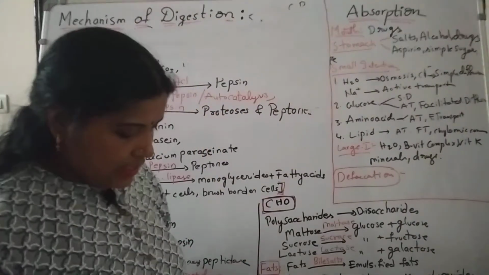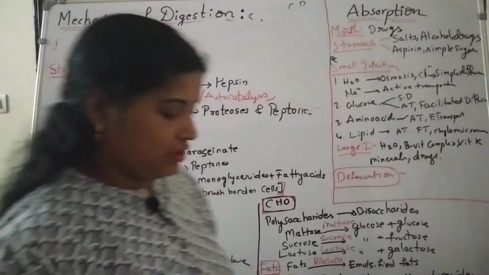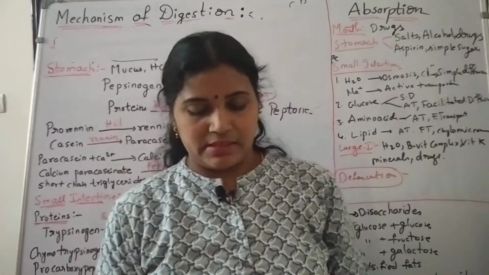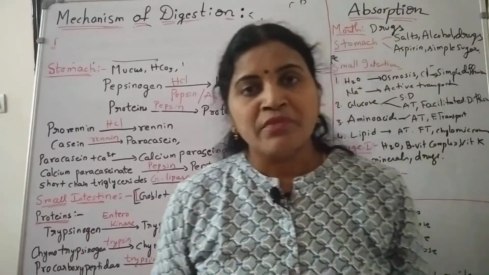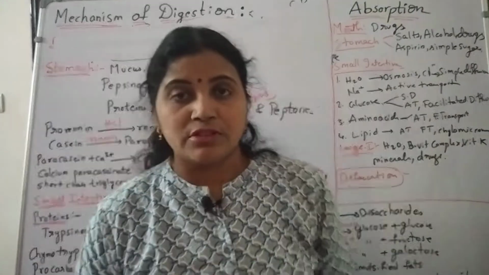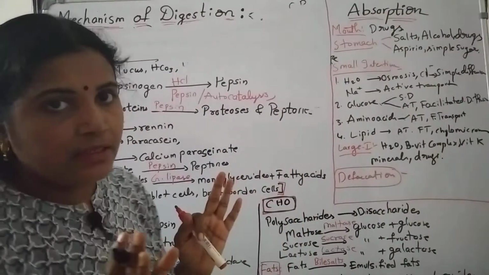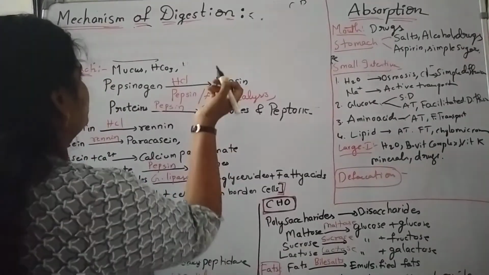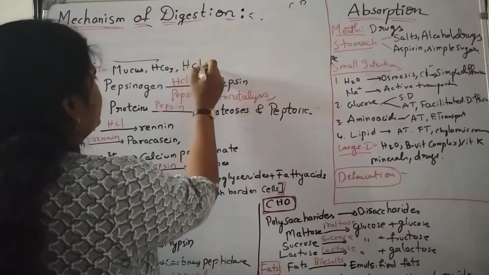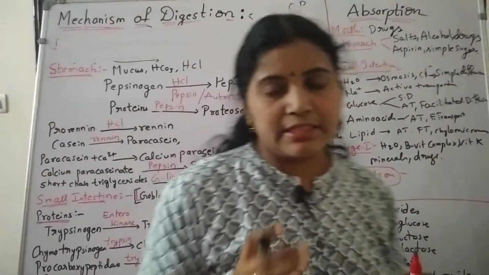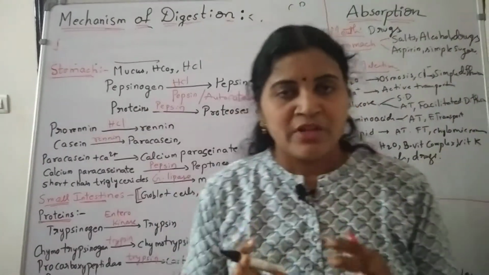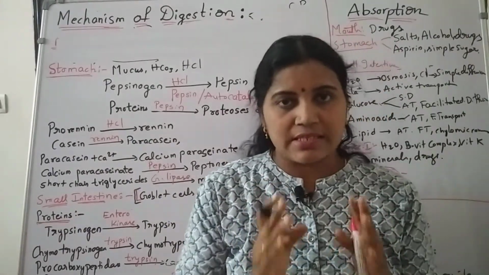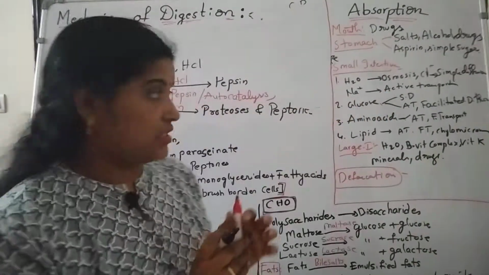See, the digestion in the stomach is done by the gastric glands. Gastric glands are mainly responsible for the breakdown of proteins. The gastric glands secrete the gastric juices. Those gastric juices contain three kinds of substances mainly.